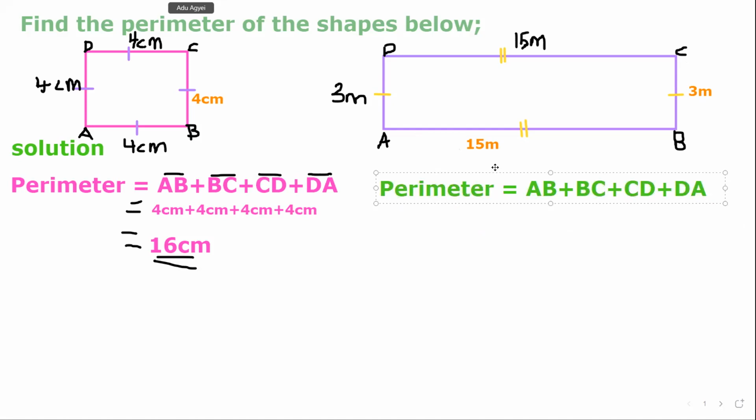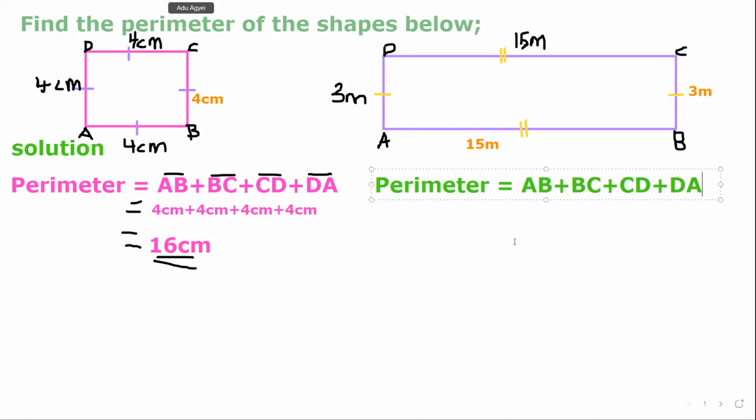So now the perimeter for this shape here is what? Let me put the indicators that show that we are dealing with a line. So the perimeter is line AB plus BC plus CD plus what? DA. Okay, good. Now the next step is to do the substitution of the lines here.